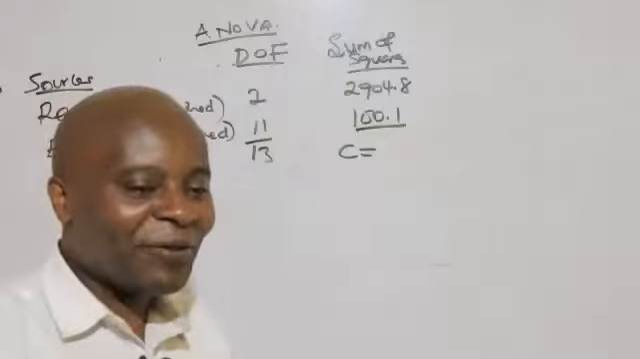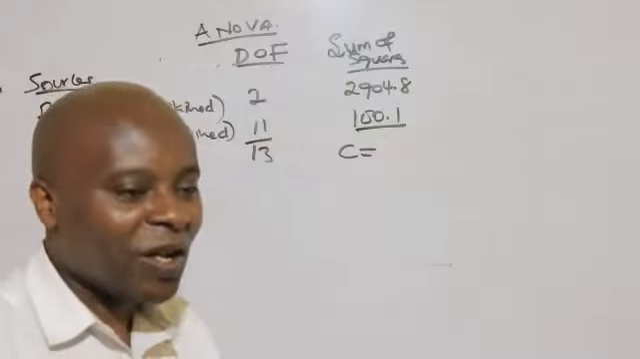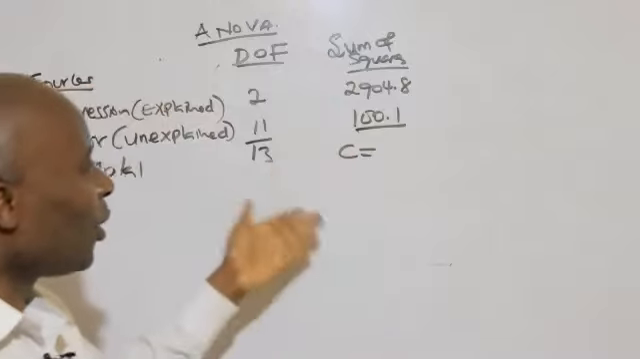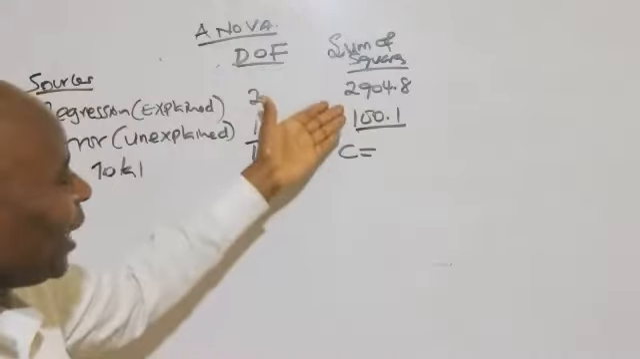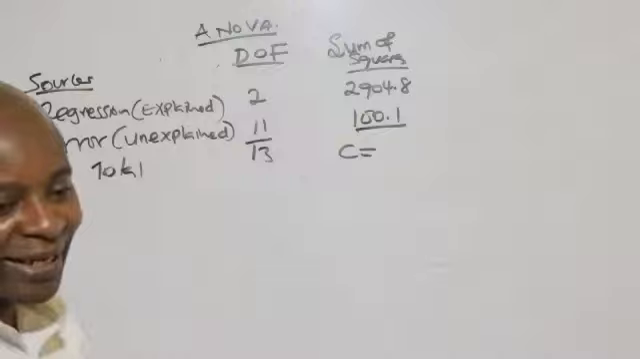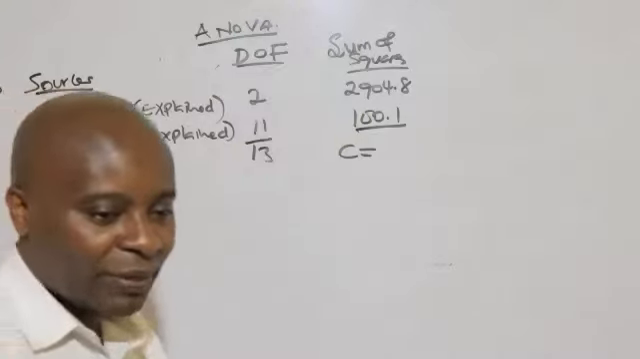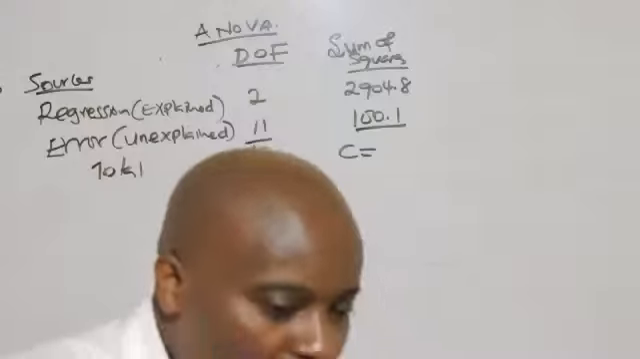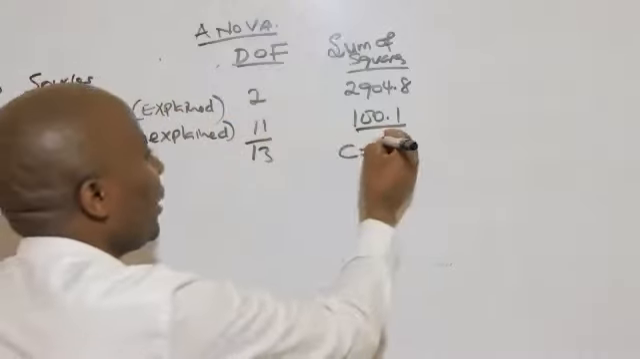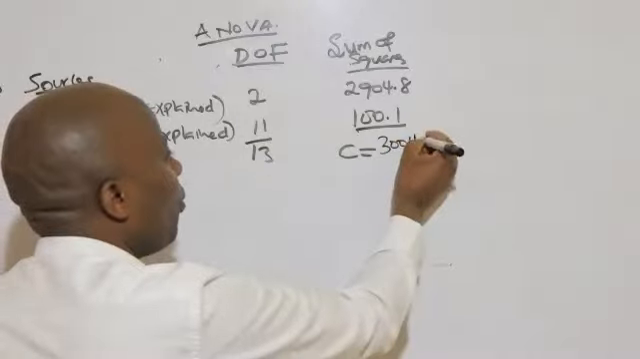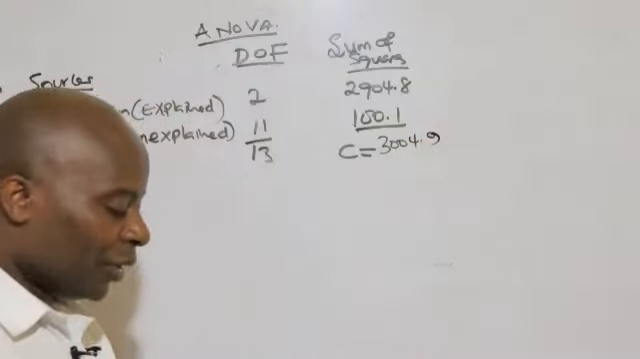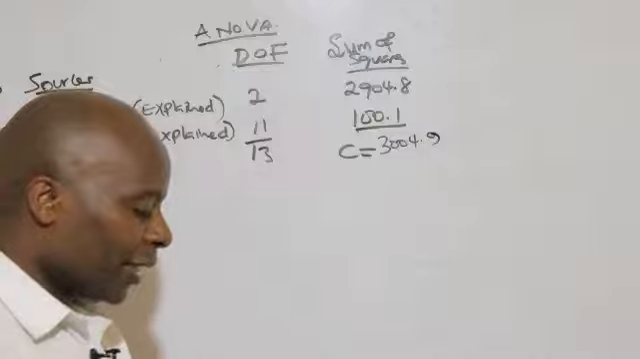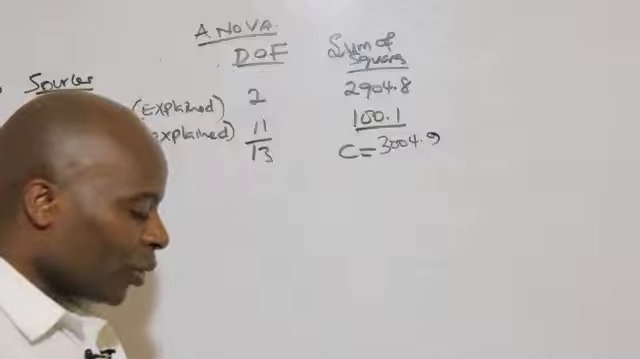Can somebody add for us there? Give us the total of these 2. What do we have? Somebody called John gives us 3004.9. Now, ladies and gentlemen, after that, of course, I will go to the next thing.